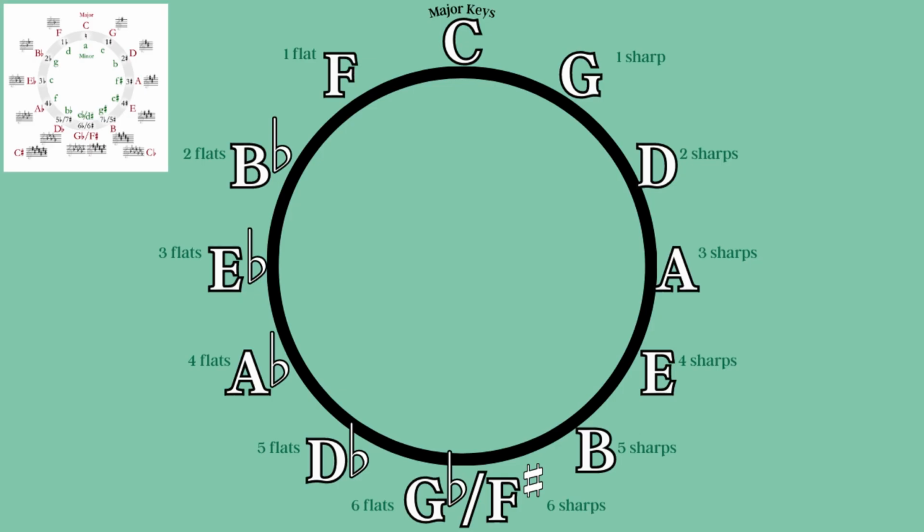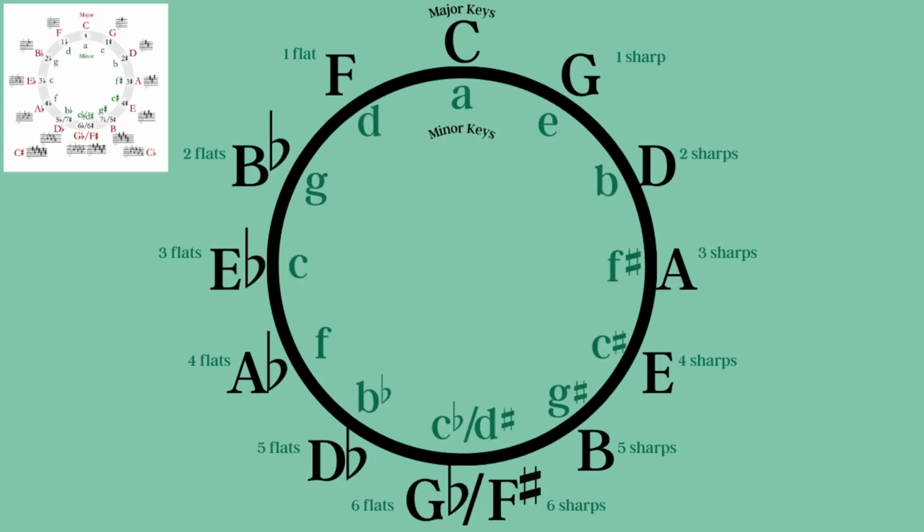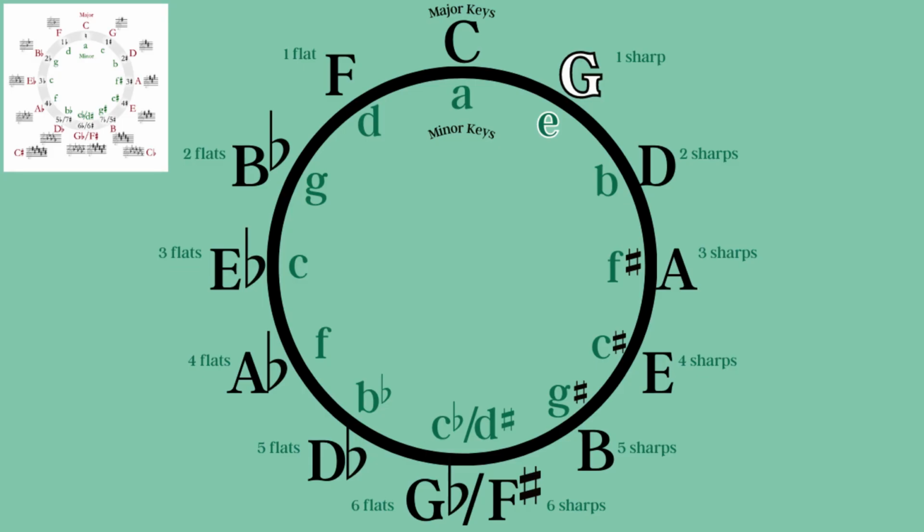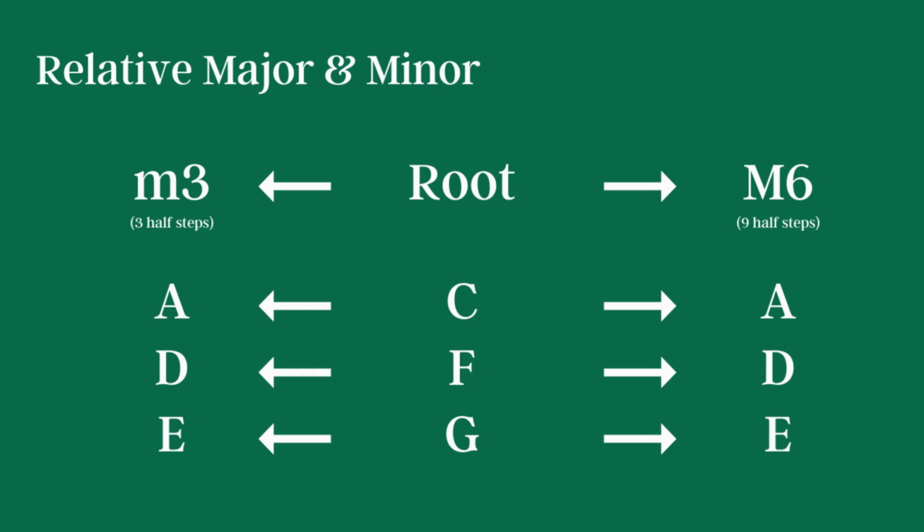As you now know, each letter that you see on the outside of the circle designates a major key. But you may notice there are also letters on the inside of the circle. These are the relative minor keys of the major keys just outside the circle. A minor is the relative minor of C, which means the notes in their scales are the same in a different order, which also means they'll share a key signature. E minor is the relative minor of G major, B minor to D major, D minor to F major, and so on. You can quickly find the relative minor of a major key by moving a major sixth above the root or a minor third below the root.